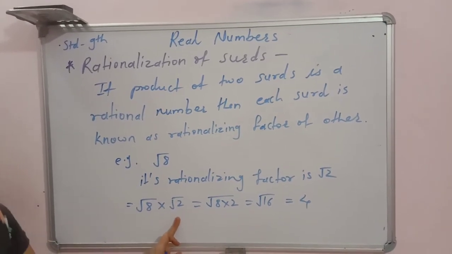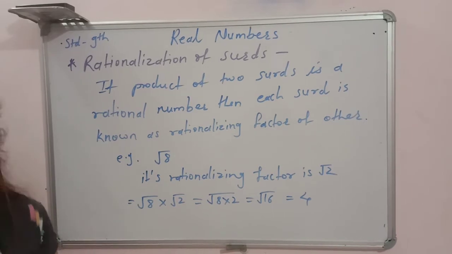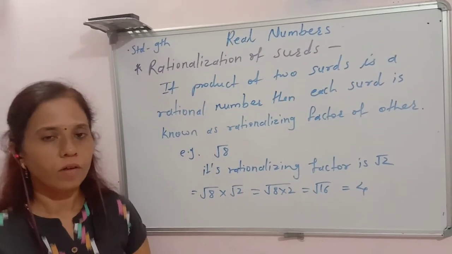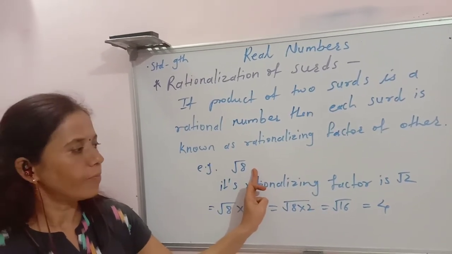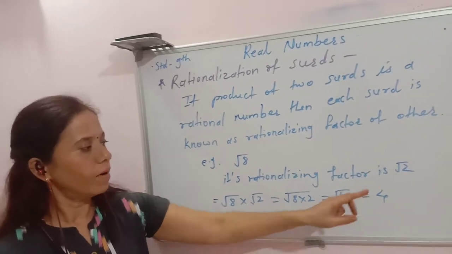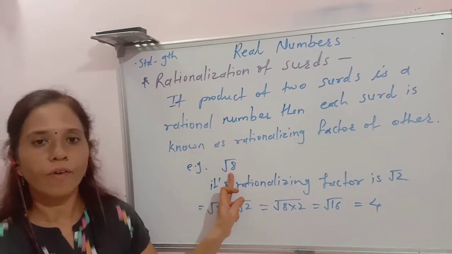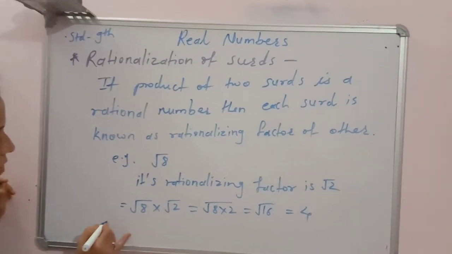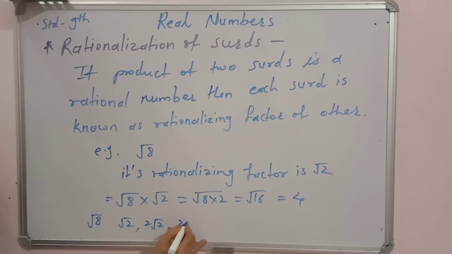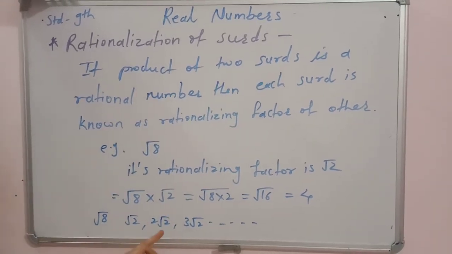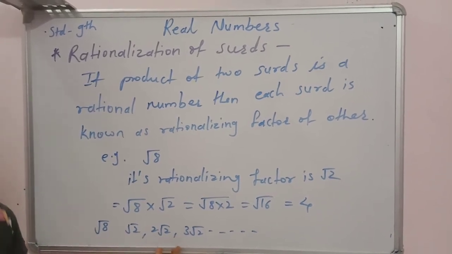But see, the given surd has many rationalizing factors, meaning the rationalizing factor is not unique. For example, when I said root 2 is a rationalizing factor of root 8, then the number obtained by multiplying this root 2 by a non-zero rational number is also a rationalizing factor of this surd. So the rationalizing factors of root 8 are root 2, as well as 2 root 2, as well as 3 root 2, and many more. So the rationalizing factor is not unique. There can be many.